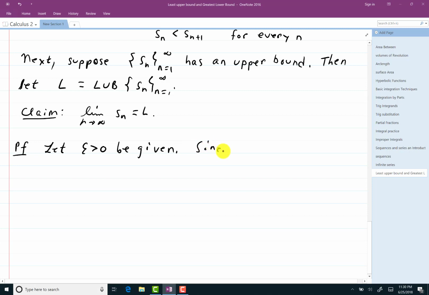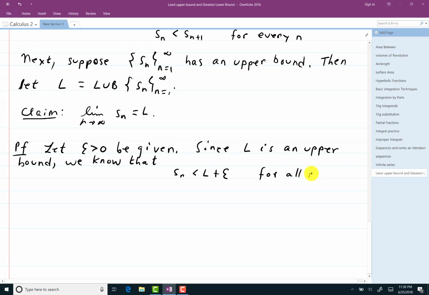Since L is an upper bound, it's the least one, but it is also an upper bound, we know that S sub n is less than L plus epsilon for every n. I know that for a fact because S sub n is less than or equal to L, so it's definitely going to be less than L plus a positive number.